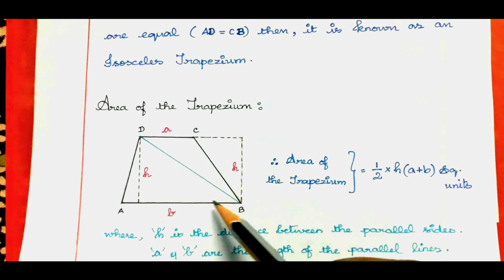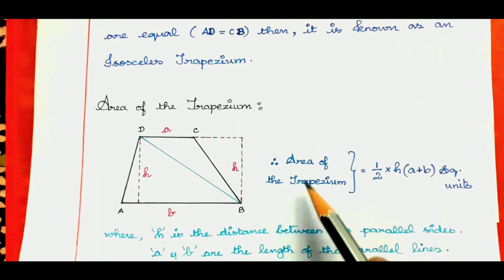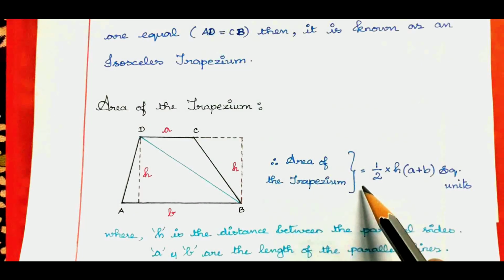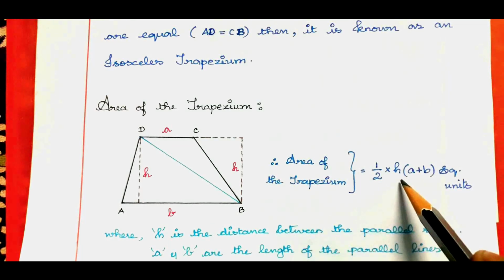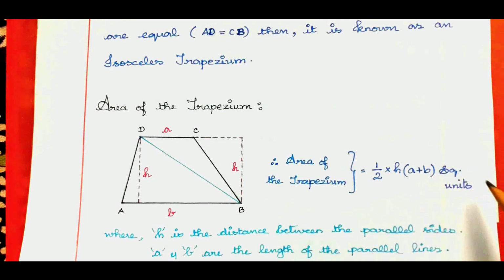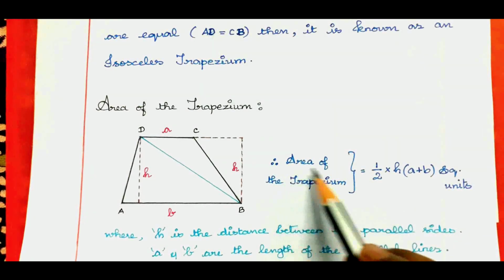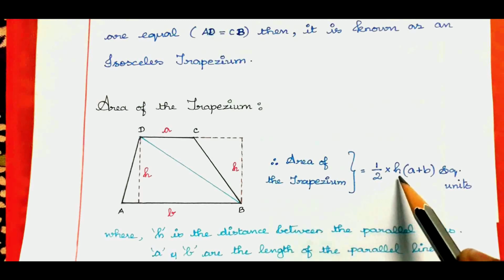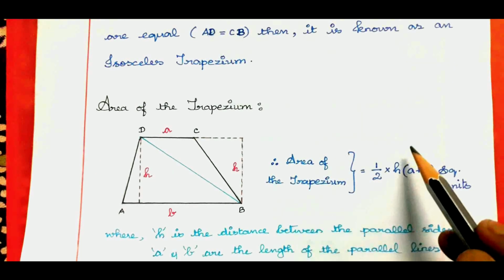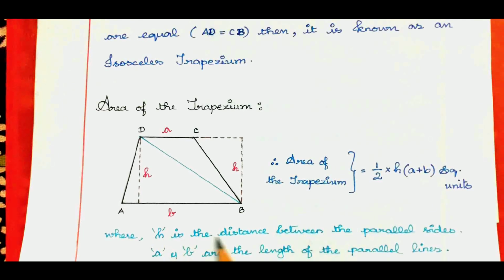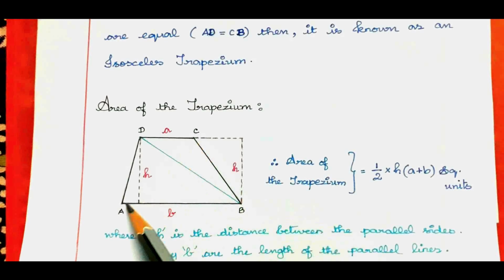With this concept, they have derived that the area of the trapezium is equal to half into h into (a plus b) square units. Therefore, the area of the trapezium is equal to half into h into (a plus b) square units. The bracket represents multiplication, where h is the distance between the parallel sides. This is the parallel side.